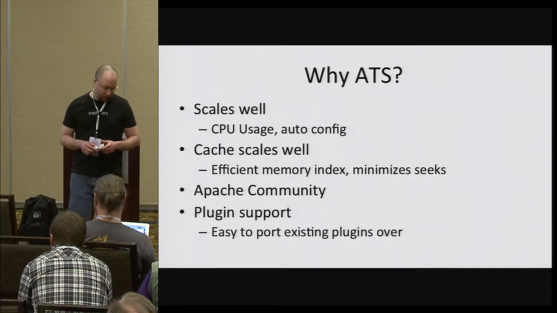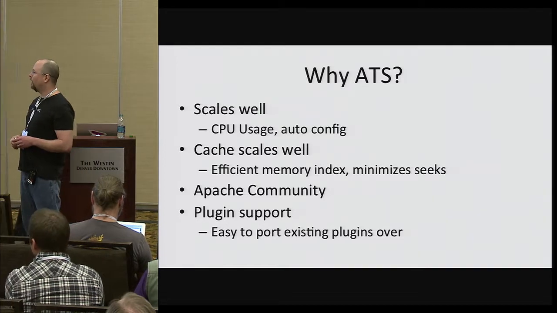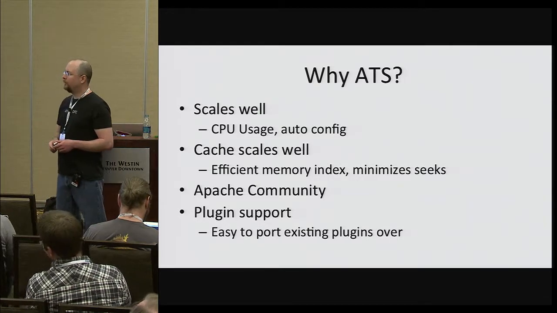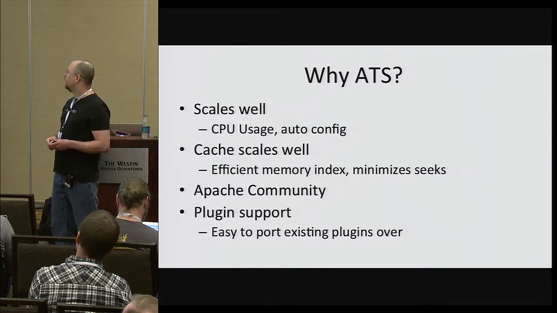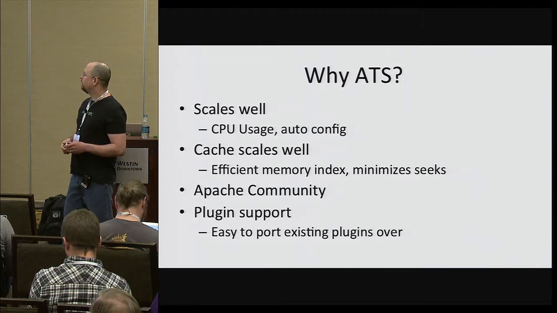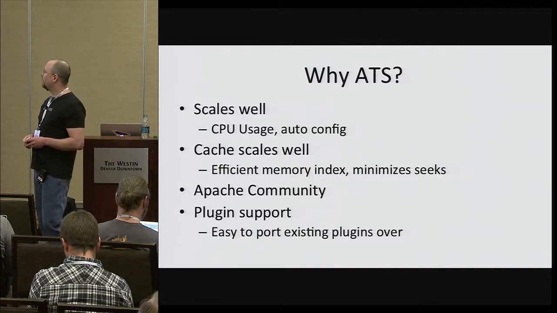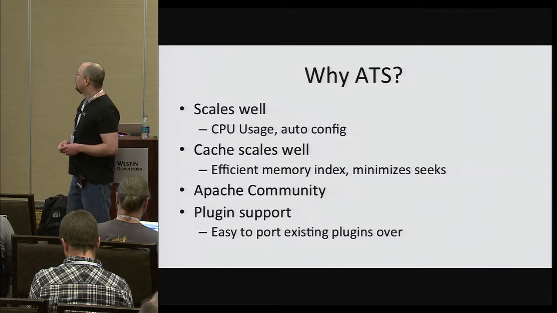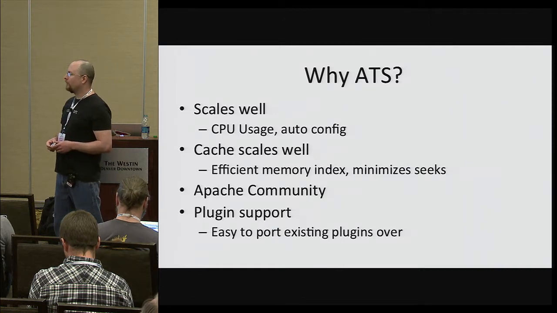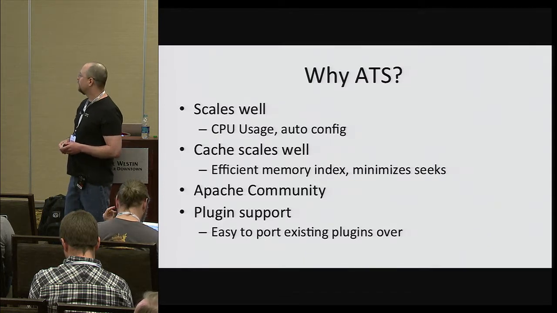So why did Yahoo pick ATS and why might you want to pick ATS? It scales well, it's very efficient on CPU, and it does auto configuration for you. The cache scales very well. There are people who run large caches and are doing 20 to 40 gigabits per box. So it scales very, very well. It has an efficient memory index, so if you have very large caches, that helps. And it does things to minimize seeks.